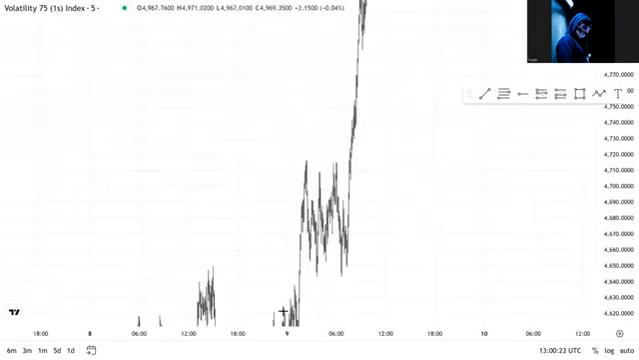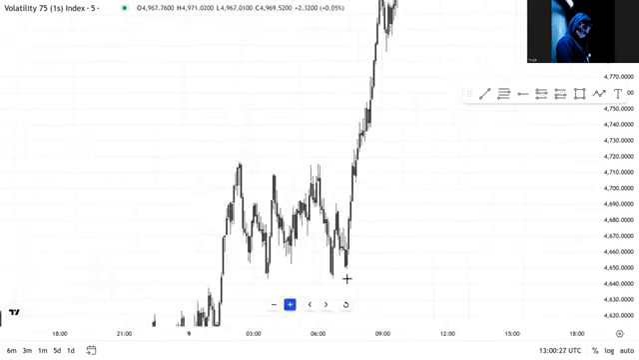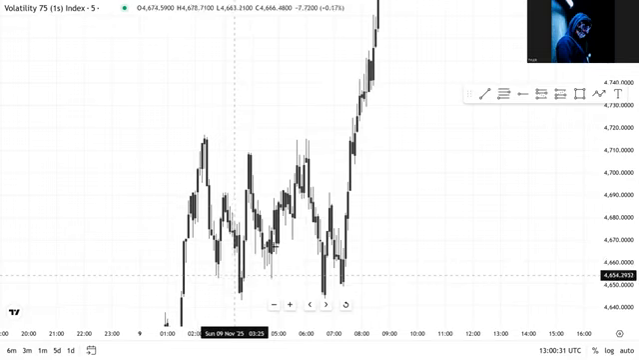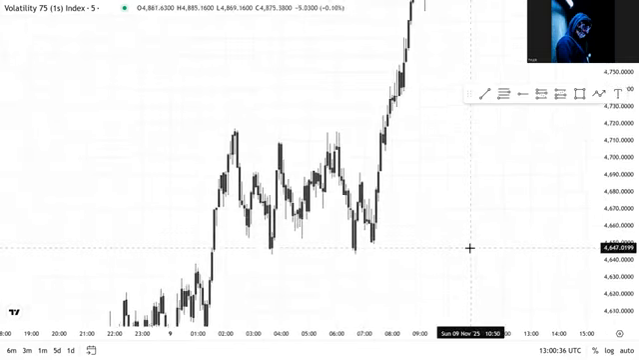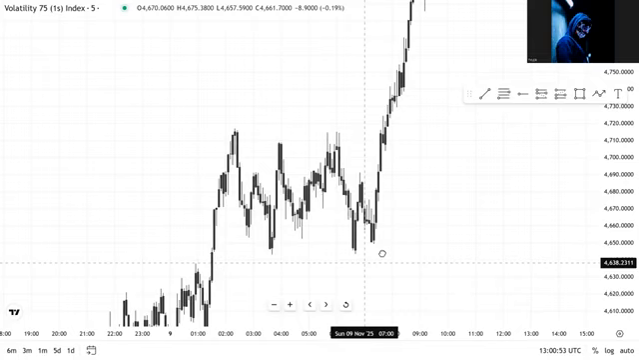Now, what we're looking for is a bullish SBI. You can see what happened here. I don't think I would have taken this trade. Please, can someone tell me why I would not have taken this trade?